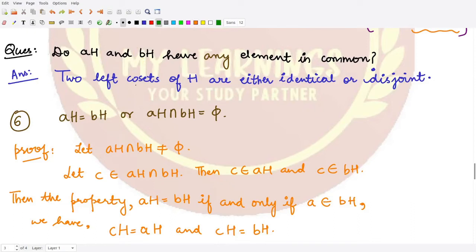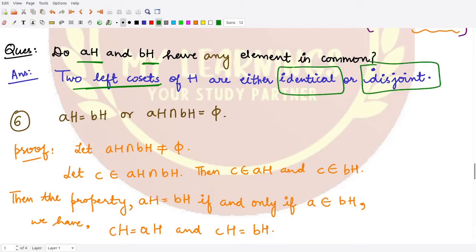We can say that for two cosets of H, this is a very powerful and important result. Why? Because it tells us exactly what is there in between AH and BH. Either AH and BH are identical to each other, or they do not have any element in common. So either they have all the elements in common or none. Property 6 tells us exactly that: either AH is equal to BH or their intersection is empty.